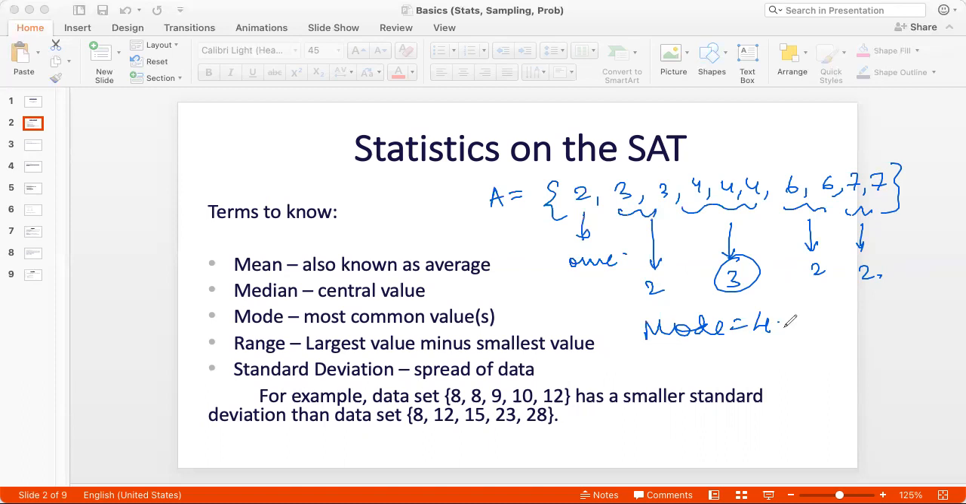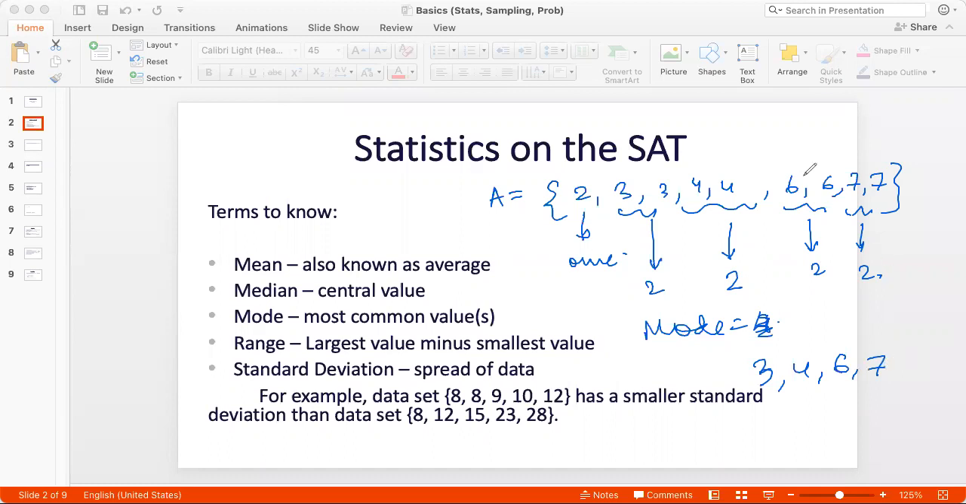Now, let's say I did not have 3 4s. Let's say my data set looked like this, right? Which is to say that I only had two 4s, right? In which case, each of the other items, 3, 4, 6, and 7, each of them occur twice, which is the highest number of times an item occurs. And so the modes are 3, 4, 6, and 7. All 4 are modes because they occur the same number of times, the highest number, which is 2.